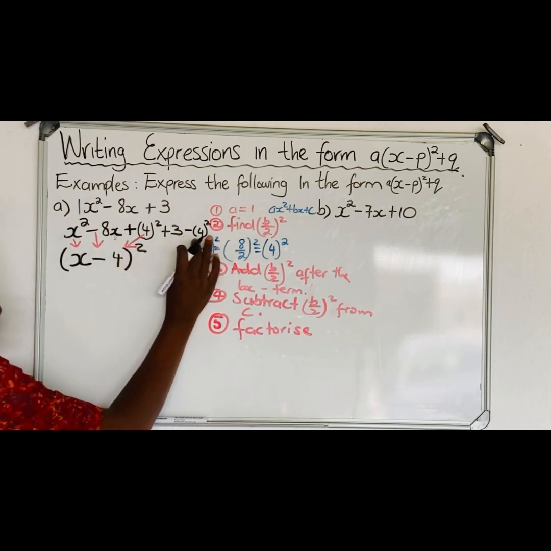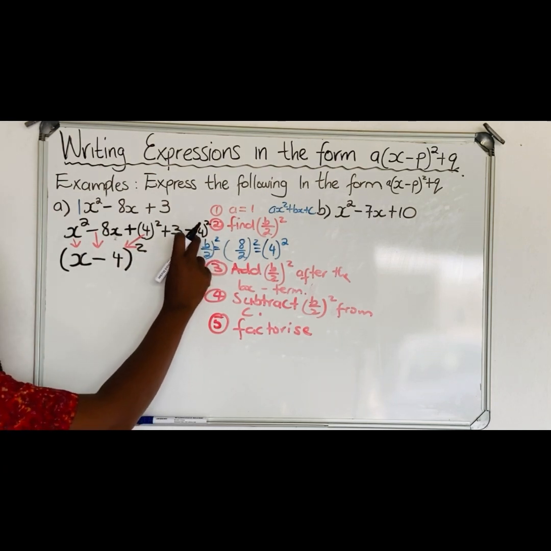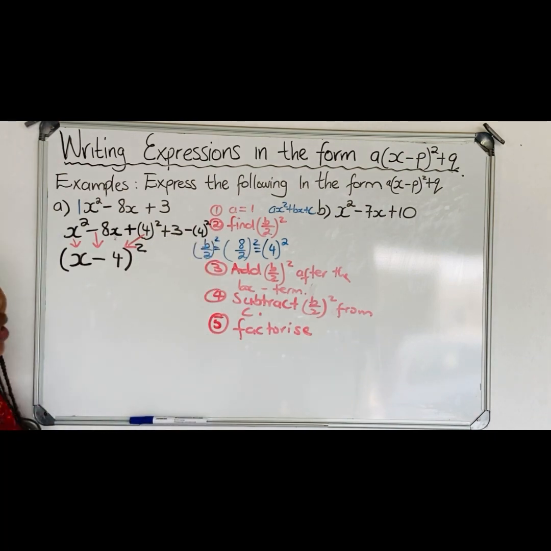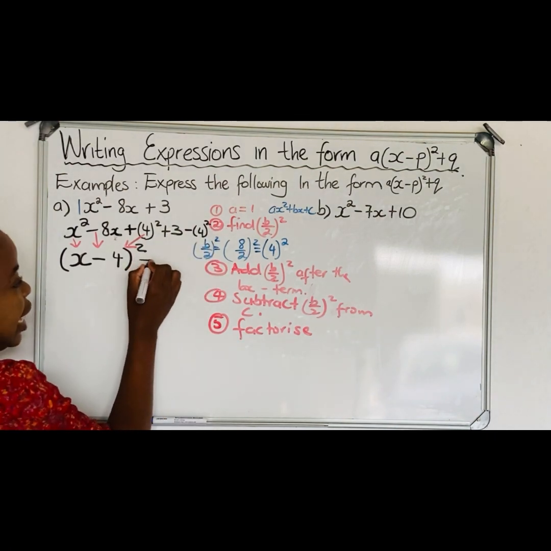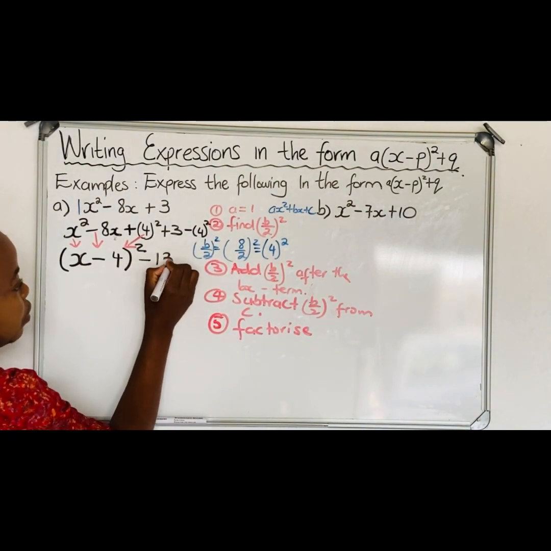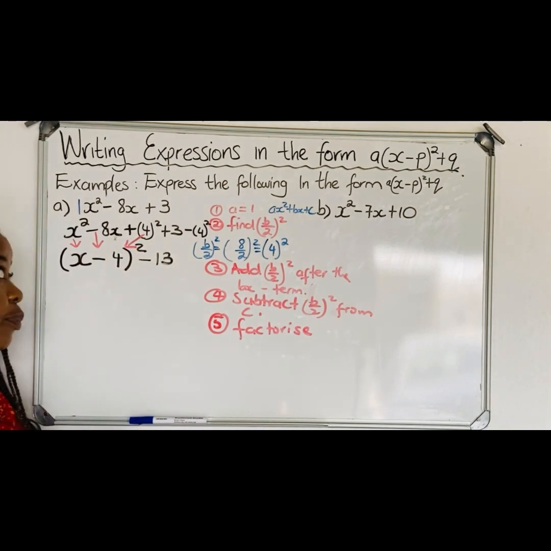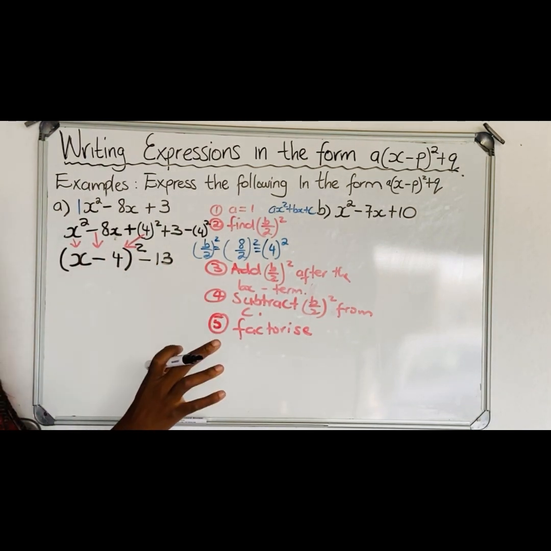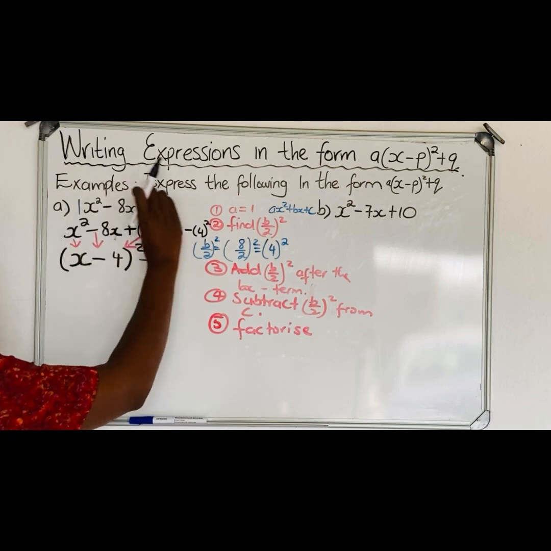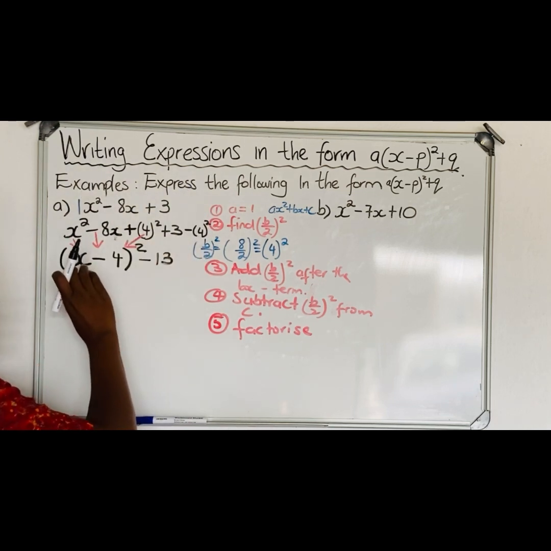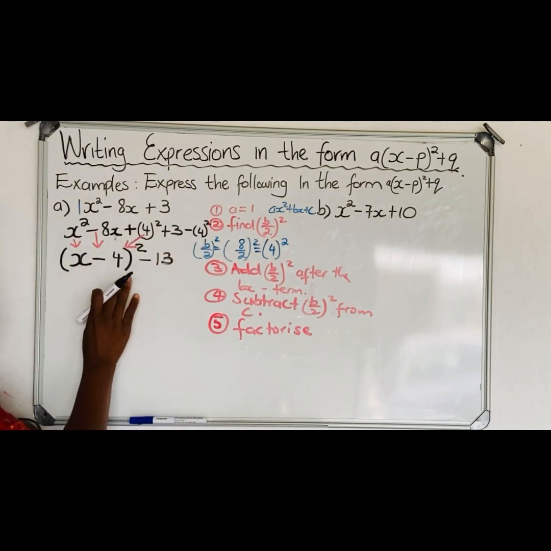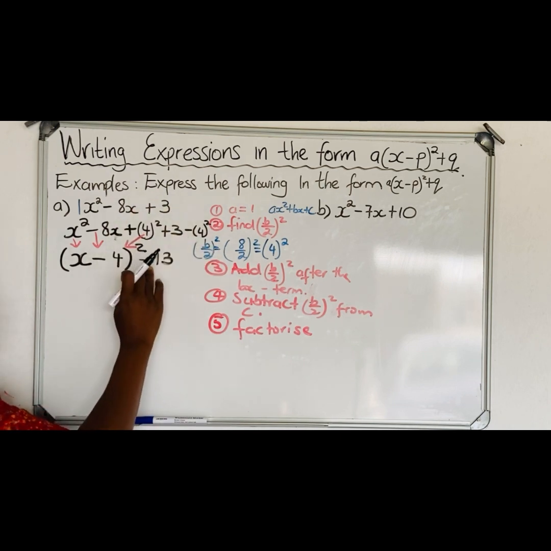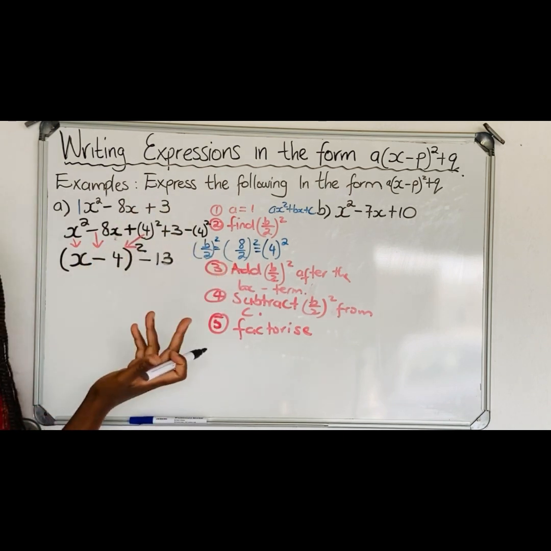Then we are going to solve this, and we press it on our calculator, and 3 minus 16 is actually negative 13. So we have negative 13 there. And we are done. We basically expressed this quadratic in the form x minus our b, squared, plus our q, which is negative in this case.